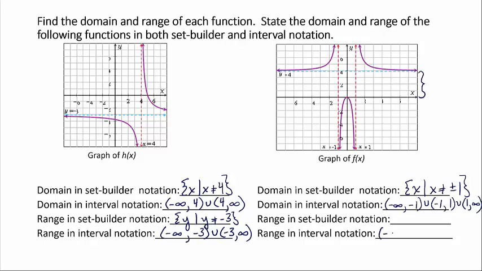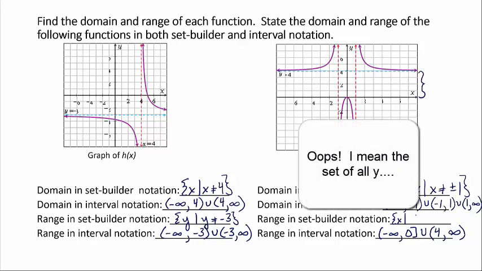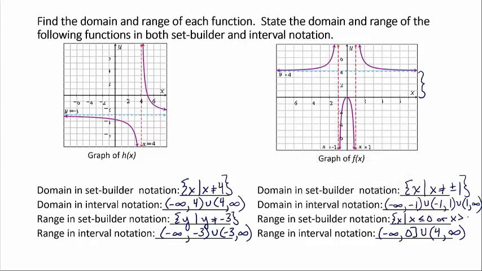So I'm going to have negative infinity up to 0, and I want to include 0. It looks like it touches the origin there. In union with an open bracket at 4, we can't include the horizontal asymptote, up to positive infinity. So I'm essentially excluding an entire interval from 0 up to 4 there. In set builder notation, this would look like the set of all y such that y is less than or equal to 0, or y is strictly greater than 4, is how I would say that.